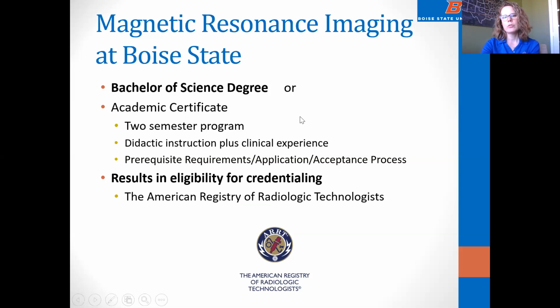When choosing whether to use this as a second bachelor's opportunity or a single bachelor's opportunity, it all depends on the student's preferences and what they're looking for at the end. If a student has an associate degree transferring into Boise State, and that associate degree is in a field of medical imaging, then in MRI and CT, students can complete their second bachelor's degree, or they can choose to do an academic certificate.